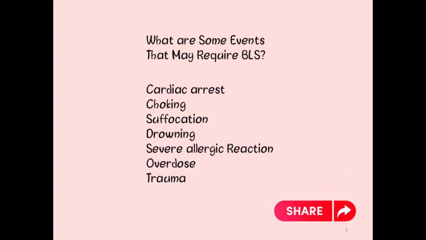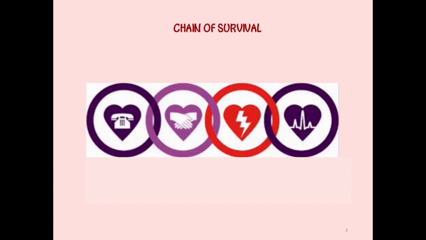Then, drug overdose. When someone takes too much medication or drugs, they may stop breathing and their heart may stop beating. BLS can help these individuals. Then trauma. When someone experiences a severe injury or trauma, they may stop breathing or their heart may stop beating, and similarly BLS is helpful for these individuals too. Now in the chain of survival, there are four important components: early access to prevent the cardiac arrest, early CPR to buy time, early defibrillation to restart the heart, and early advanced care to restore quality of life.